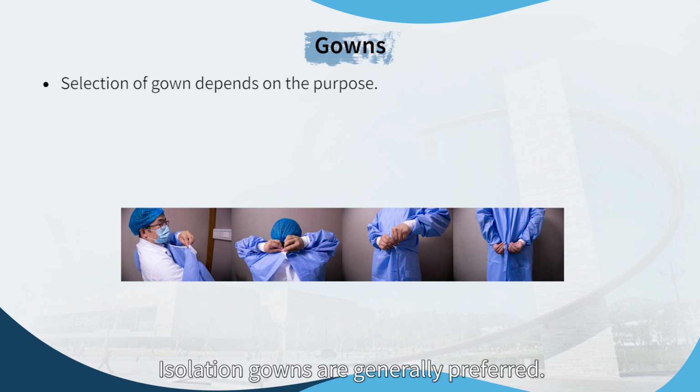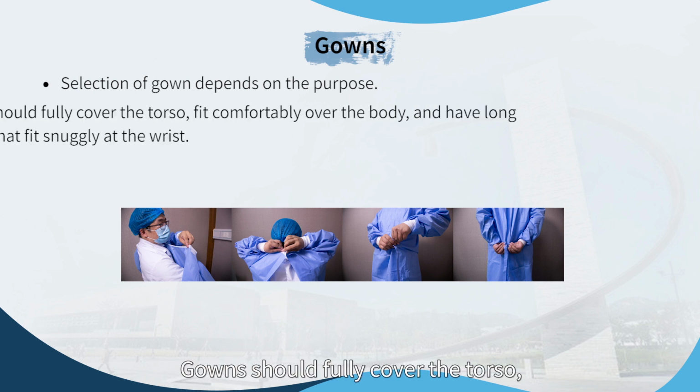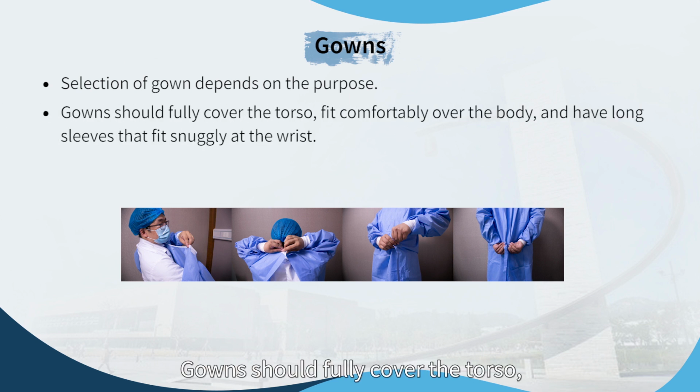Selection of gown depends on the purpose. Isolation gowns are generally preferred. If contamination of the arms is anticipated, a gown should be selected. Gowns should fully cover the torso, fit comfortably over the body, and have long sleeves that fit snugly at the wrist. Clean gowns are generally used for isolation. Sterile gowns are only necessary for performing invasive procedures.